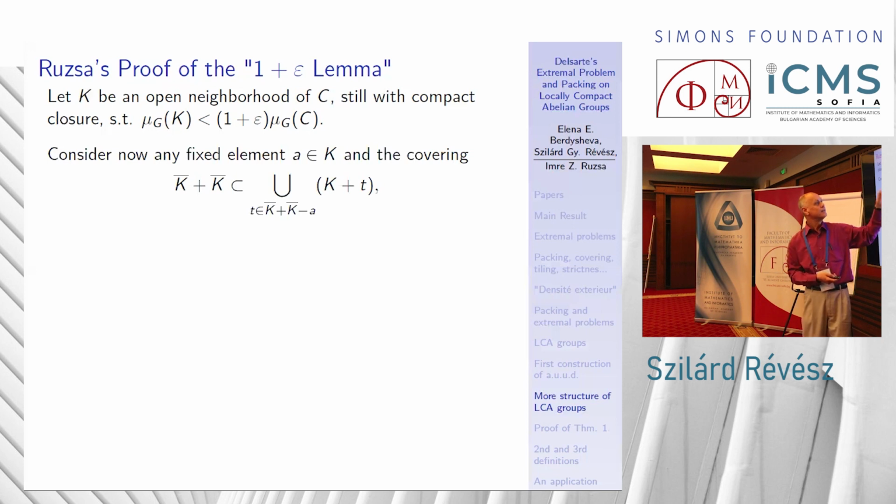The translation by A is needed only because we don't know if 0 is in K, but if T is here, that means that it is trivial that this is contained. Okay, let's go.